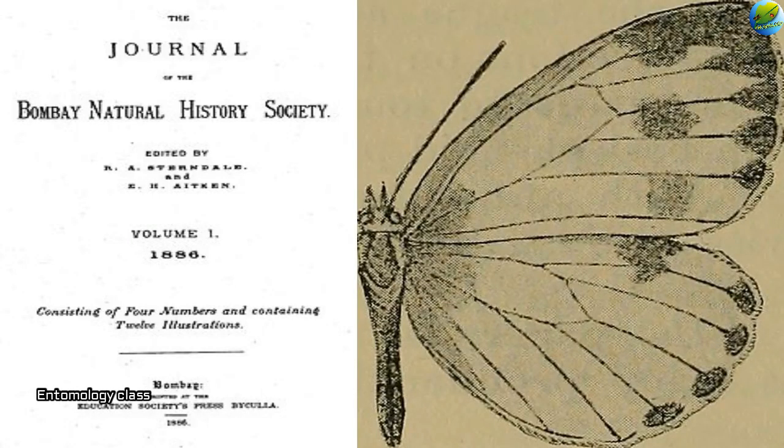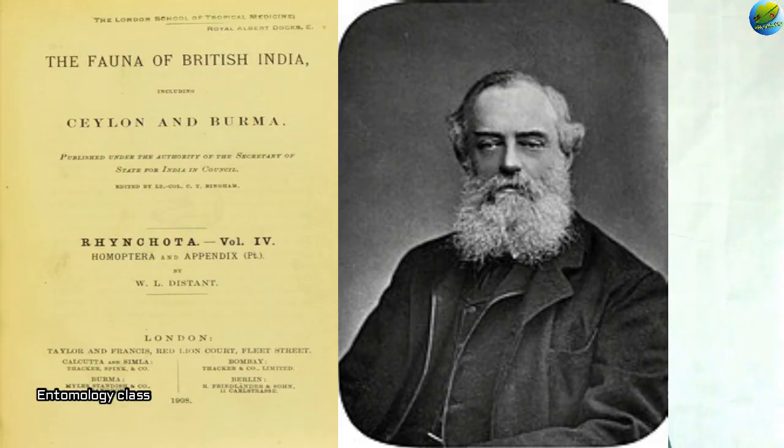The next milestone is 1883, when the Bombay Natural History Society started. After its formation, the scientific study of entomology was stimulated. They came up with the Journal of the Bombay Natural History Society. Then they came up with the Fauna of British India, edited by Blandford, which had a major impact on Indian entomology as it gave more scientific knowledge about Indian insects.